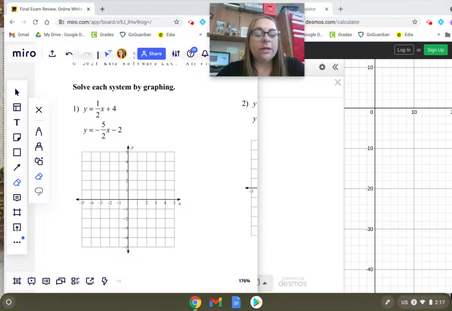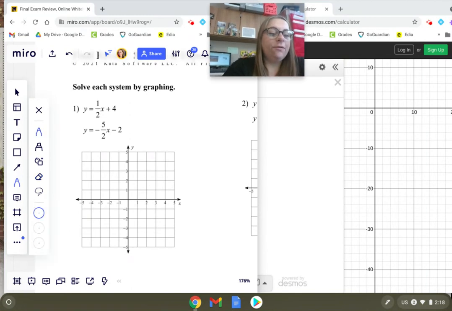Okay, so today our review is about systems and exponents. Again, I'll go through a few of each type, that way you can get a refresher, and then you guys can finish the rest of the assignment. So for the first one, it's asking us to solve by graphing.